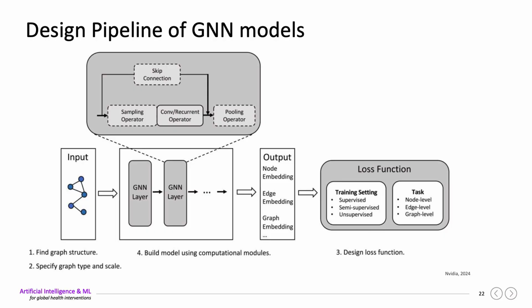Producing outputs that can be node embeddings, edge embeddings, or graph embeddings. Step 3, the loss function, depends on both the training setting, supervised, semi-supervised, or unsupervised, and the task, node level, edge level, or graph level. This diagram is the master blueprint. Choose your structure, stack layers that sample and aggregate, pool if you need a whole graph representation, and pick a loss that matches your task.